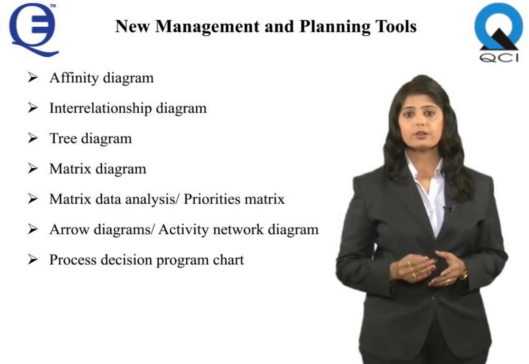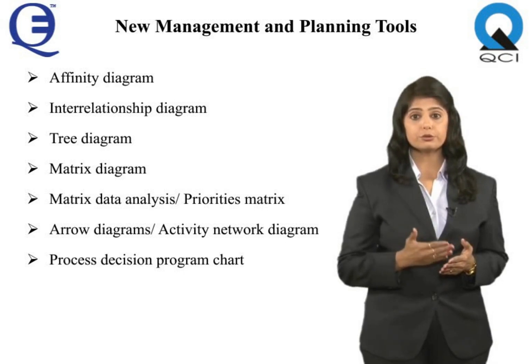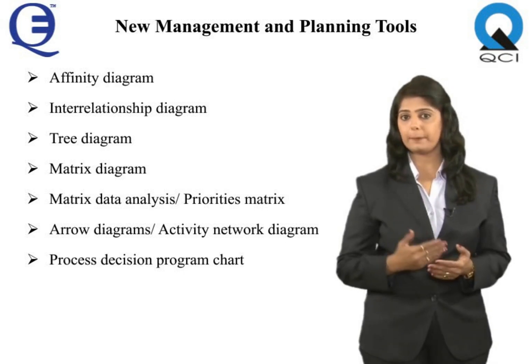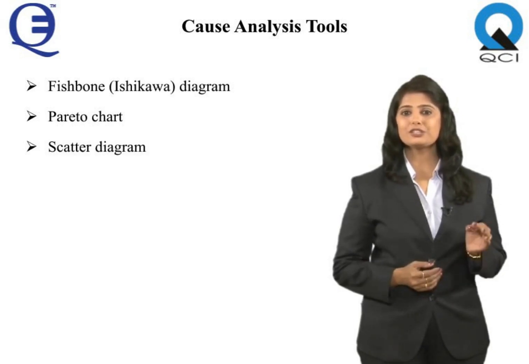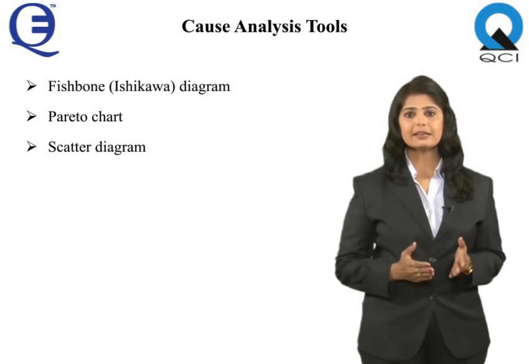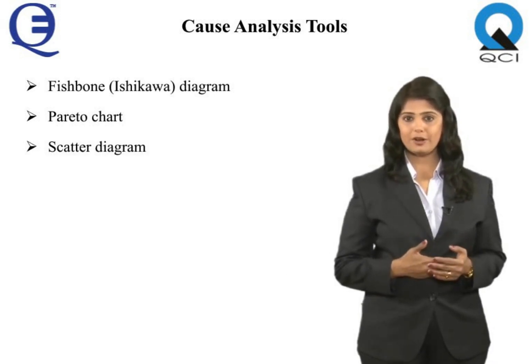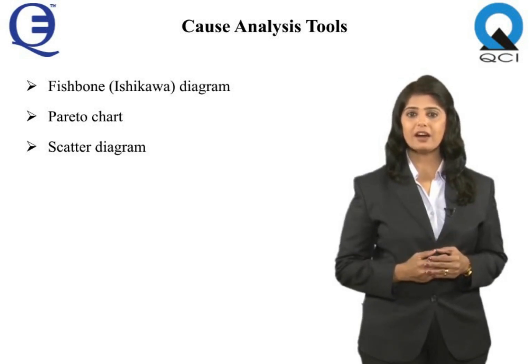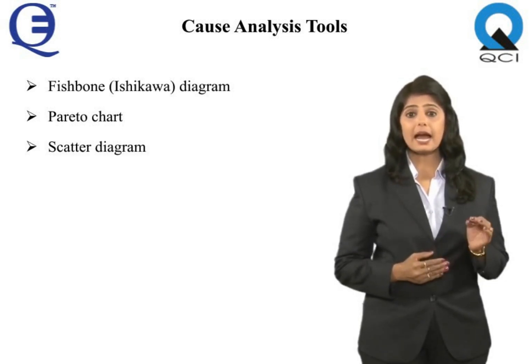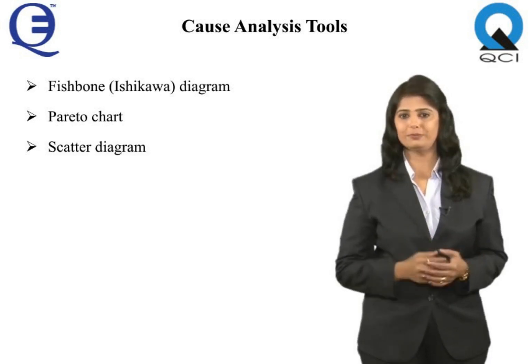7. Process decision program chart. It systematically identifies what might go wrong in a plan under development. Third, cause analysis tools. These tools can be used to conduct root cause analysis for a problem or situation. 1. Fishbone Ishikawa diagram. It identifies possible causes for an effect or problem.